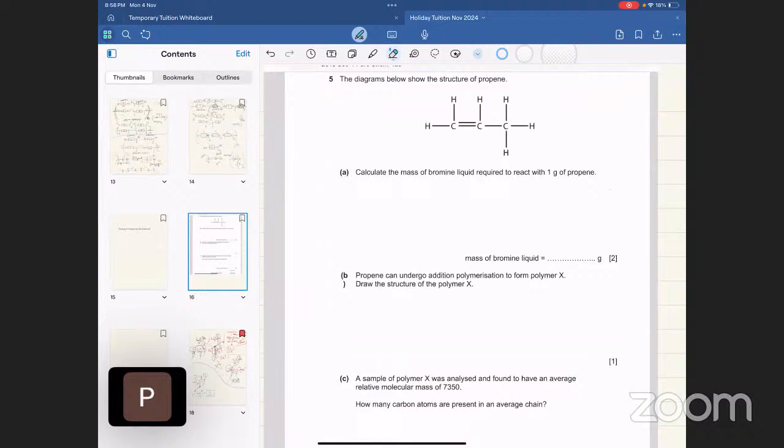Hey, wait, that's the exact thing. Oops, I actually did. Okay. Right. So, please confirm that this is exactly what I drew just now. And is it a surprise that this is an addition polymerization question? Surprise or not? No. Okay, how do you draw the structure of polymer X?